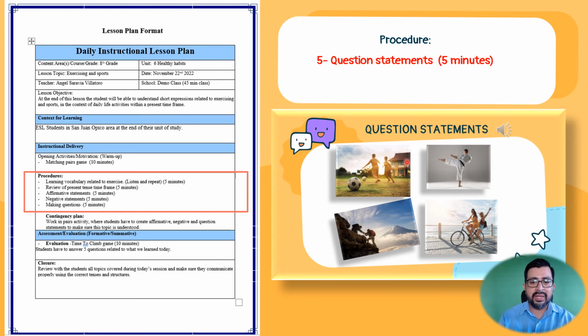Are the kids playing soccer? Yes, they are. Are the kids playing basketball? No, they aren't. Do you like to play soccer? No, I don't. I like to practice karate.